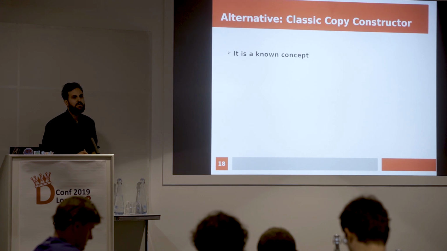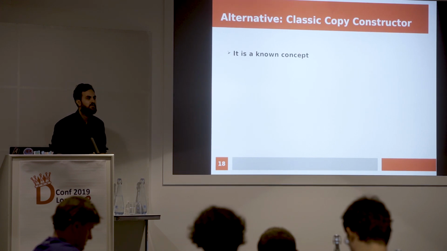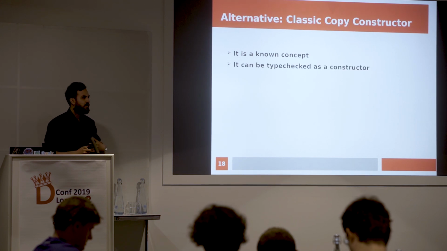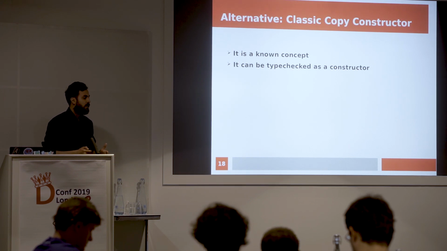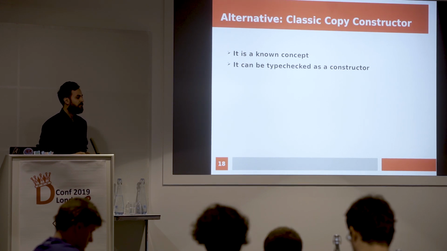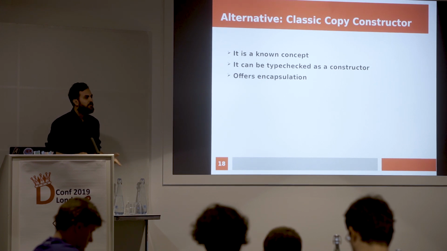Well, first, because it is a known concept. C++ has been using it for years, and they're very happy with it. The other one is that now that we've lost the automatic blitting, we can type check it as a normal constructor, and we're fine with that. On top of that, we can leverage the existing constructor implementation, which is very robust. And also, it offers us encapsulation by the fact that you can do copies from differently qualified objects.